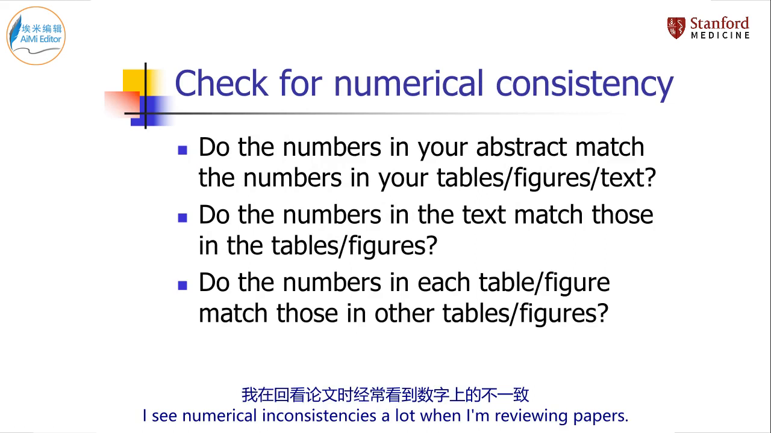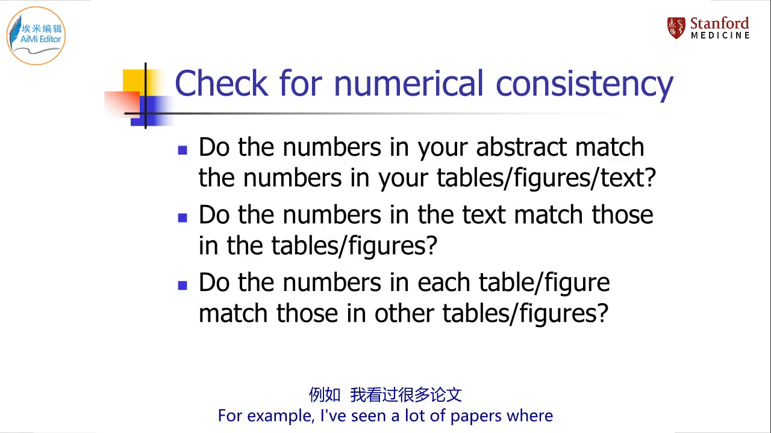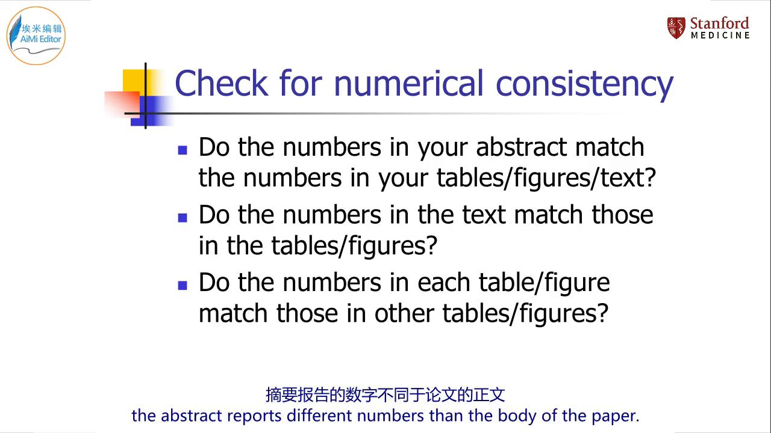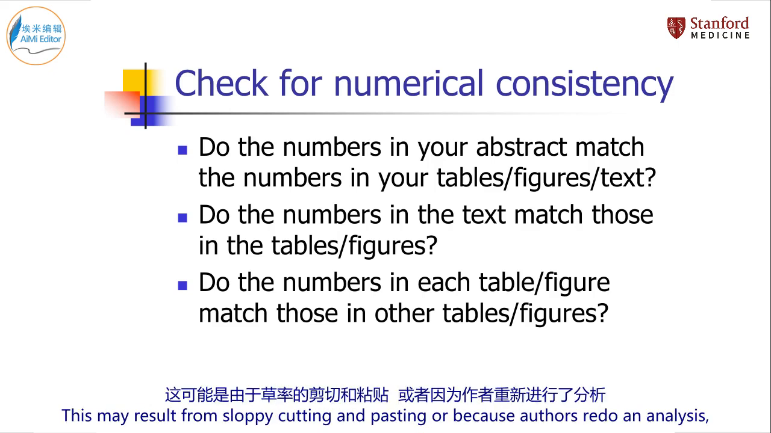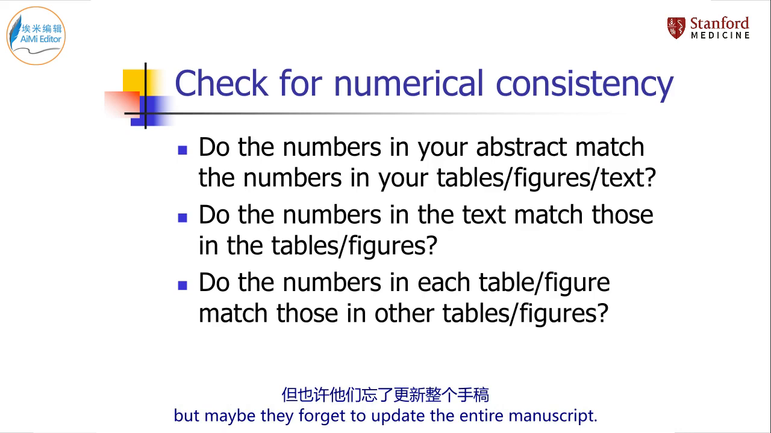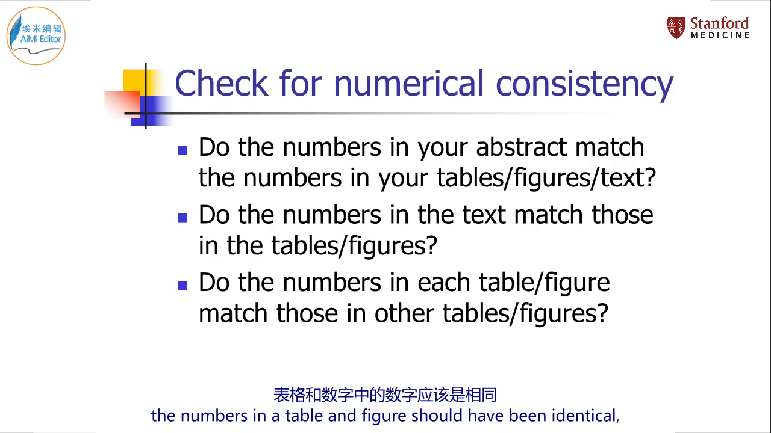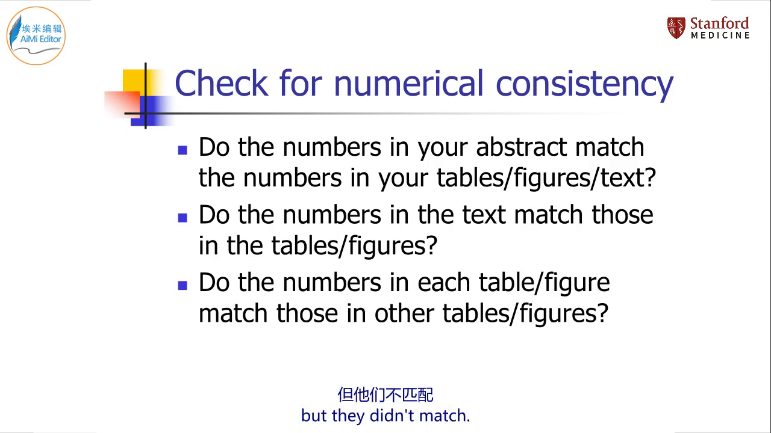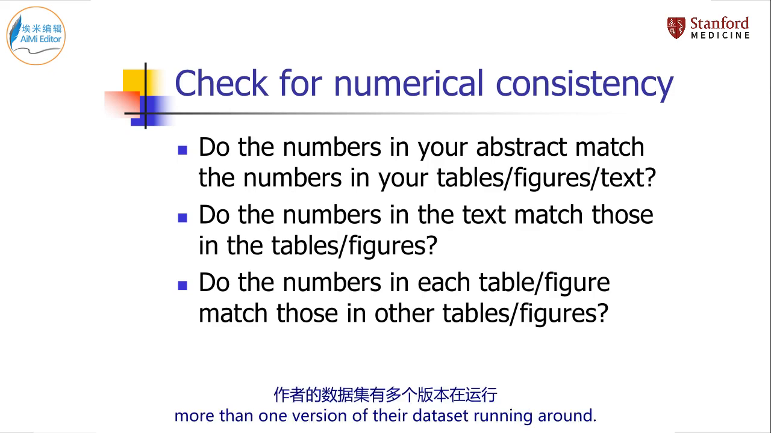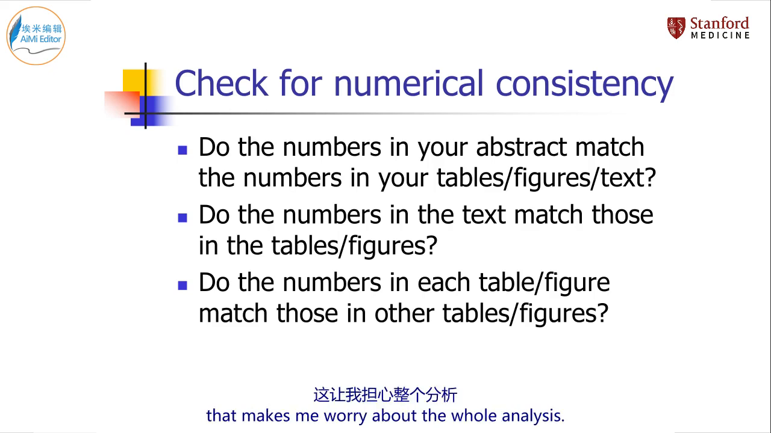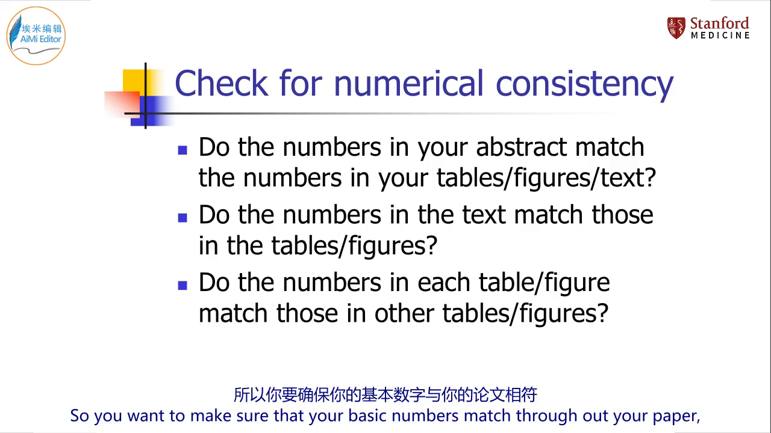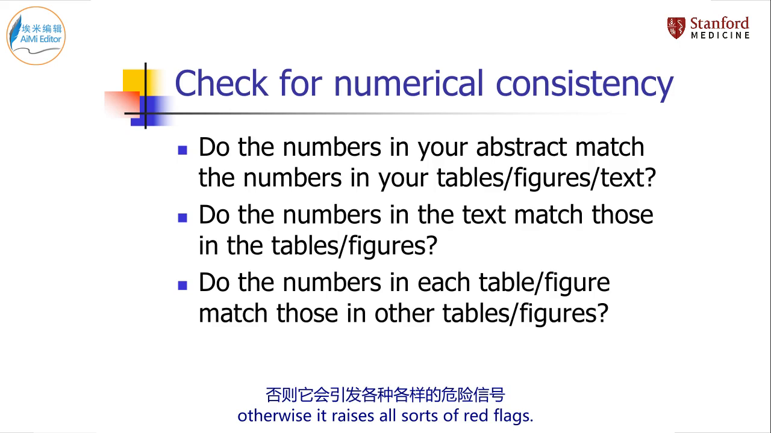I see numerical inconsistencies a lot when I'm reviewing papers. For example, I've seen a lot of papers where the abstract reports different numbers than the body of the paper. This may result from sloppy cutting and pasting or because authors redo an analysis, but maybe they forget to update the entire manuscript. I was reviewing one paper where the numbers in a table and figure should have been identical, but they didn't match. So I suspected that the authors had more than one version of their data set running around. If you can't keep track of your data set, that makes me worry about the whole analysis. So you want to make sure that your basic numbers match throughout your paper. Otherwise, it raises all sorts of red flags.